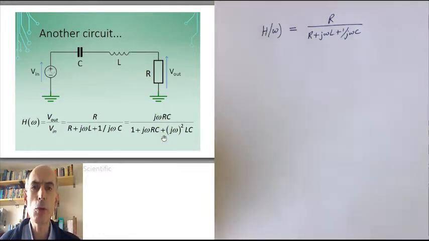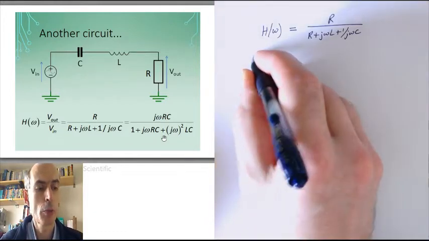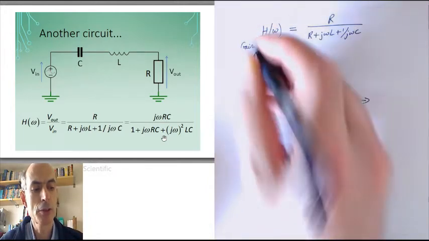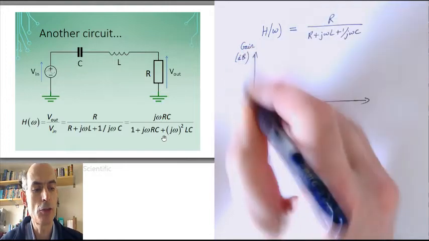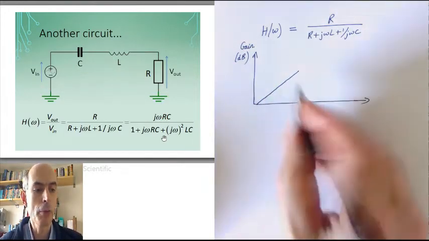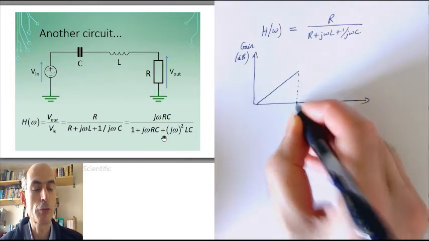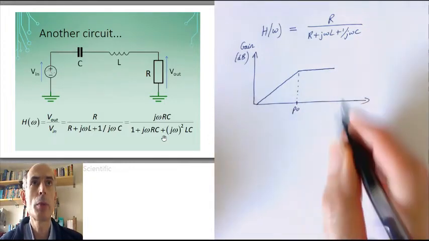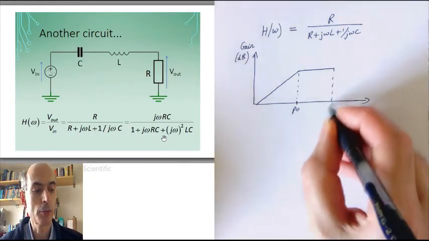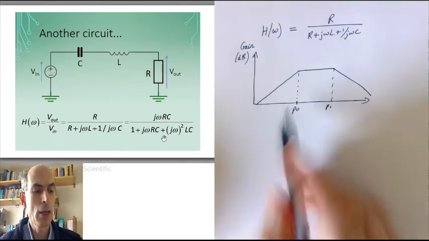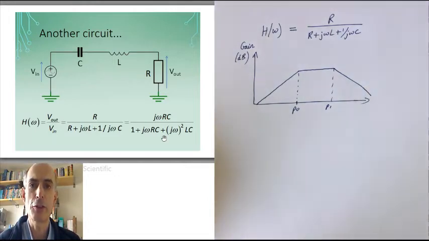We can see that we've now got a single zero at 0 Hertz. So if we were going to plot the amplitude response, in this case, we would expect the gain to be increasing at 20 dBs per decade from low frequencies up until the break point of the first pole, and then it would level off, and then when we get to the break point of the second pole, it would head back down at 20 dBs per decade, and we'd get a frequency response something like this.